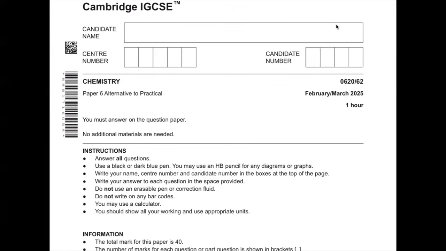Assalamu alaikum everyone. So today we are going to do alternative to practical and it's for 0620 paper 62. It's the latest one which is of February March 2025.